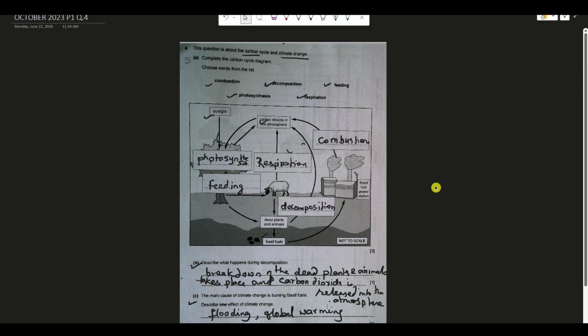Flooding and one more, if you want to write, you can write global warming also. Okay, global warming. Right. So these are the two. Although they have told you to mention any one, I have mentioned two, so that's okay. Right. So that was question number 4.